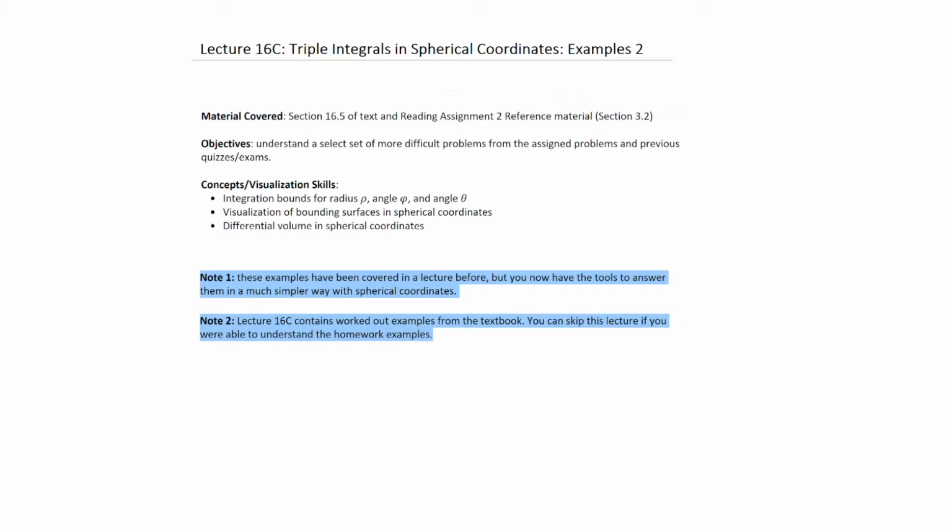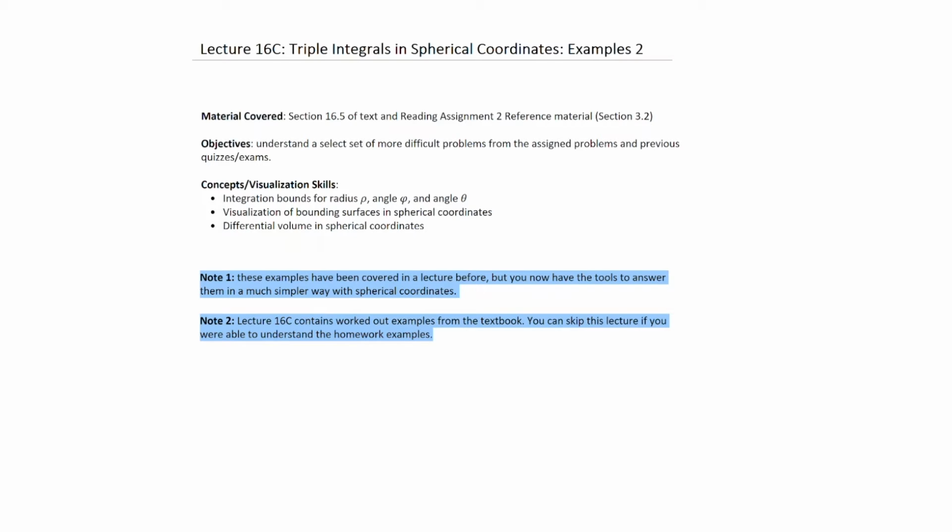The objectives are to understand a select set of more difficult problems from the assigned problems and previous quizzes and exams. And again, the concepts and visualization skills we're dealing with here are the integration bounds for radius rho, angle psi, and angle theta, visualization of bounding surfaces in spherical coordinates, and the differential volume in spherical coordinates.